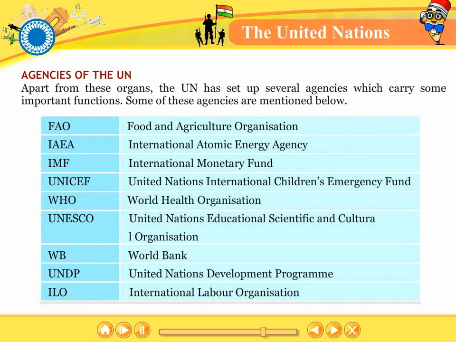Agencies of the UN. Apart from these organs, the UN has set up several agencies which carry some important functions. Some of these agencies are mentioned below. FAO, Food and Agriculture Organization. IAEA, International Atomic Energy Agency. IMF, International Monetary Fund. UNICEF, United Nations International Children's Emergency Fund. WHO, World Health Organization. UNESCO, United Nations Educational, Scientific and Cultural Organization. WB, World Bank. UNDP, United Nations Development Programme. ILO, International Labour Organization.